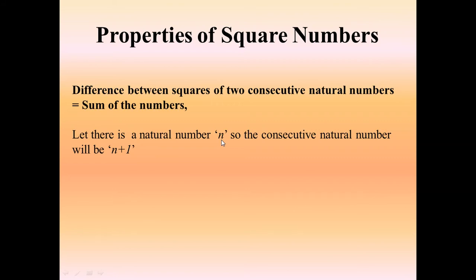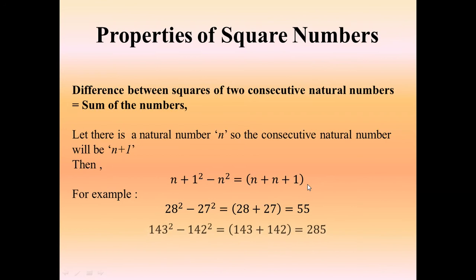Like if you are having 2, then what number comes after 2? 3. So how did you get 3? By adding 1 to 2. So if n is a number, then its consecutive natural number will be n plus 1. Now if I calculate the difference between the squares of these numbers, what I am getting is the addition of these two numbers.